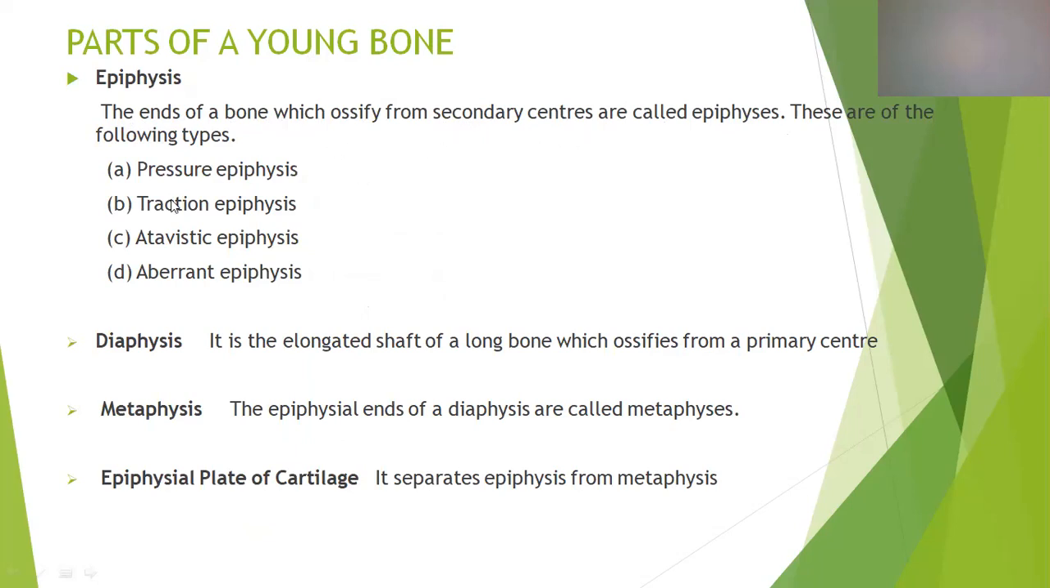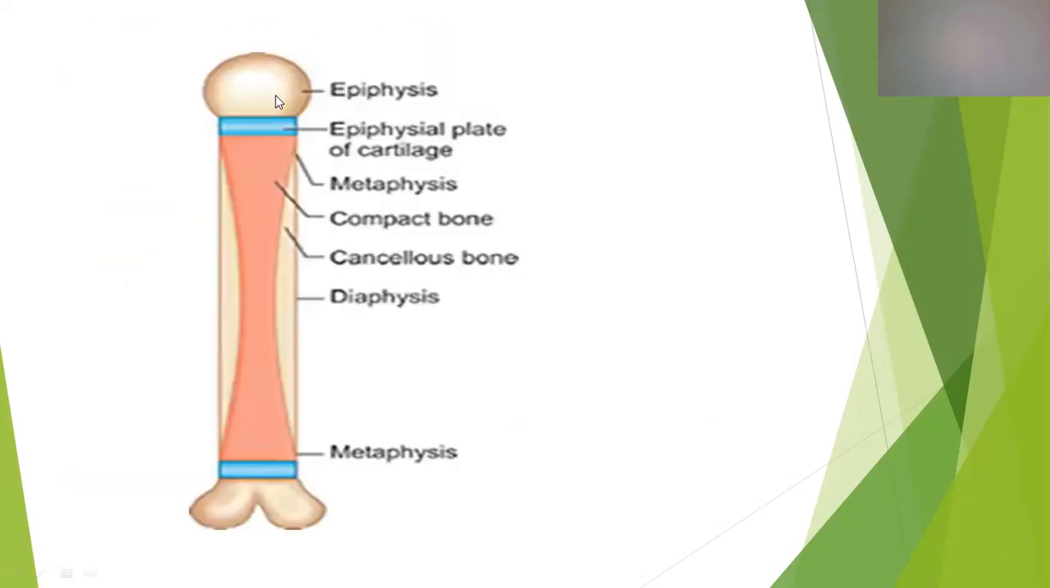These are the following types of epiphysis. First one is pressure epiphysis, second one traction epiphysis, then atavistic epiphysis, then aberrant epiphysis. These are the four types of epiphysis. So first one, pressure epiphysis. What is meant by pressure epiphysis? This type of ends are mainly for weight transmission.